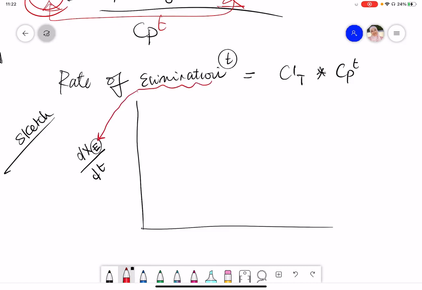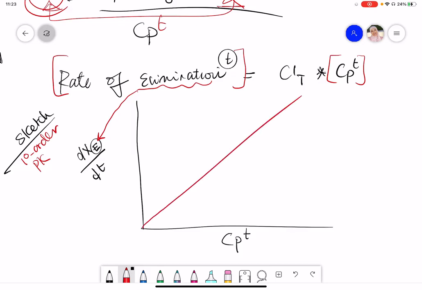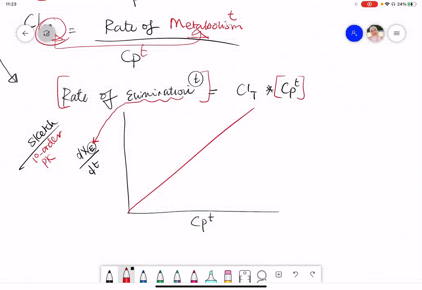So this is elimination versus concentration at certain times. We have this as our y and this as our x, and again, we are still talking about first order kinetics. According to this equation, what would be the profile that we are having? This would be our profile, which by the way, you know for sure.